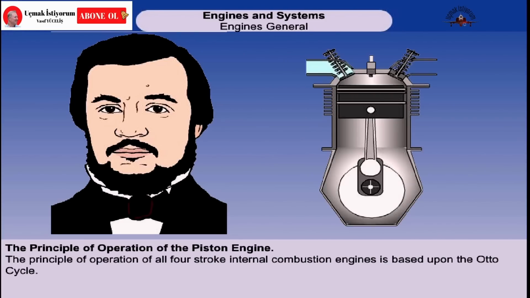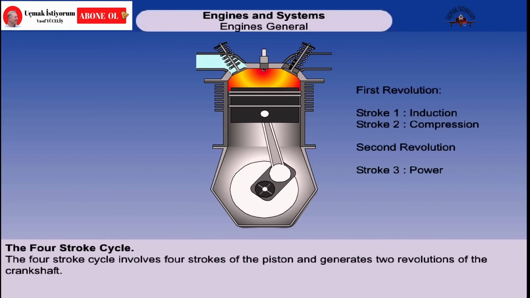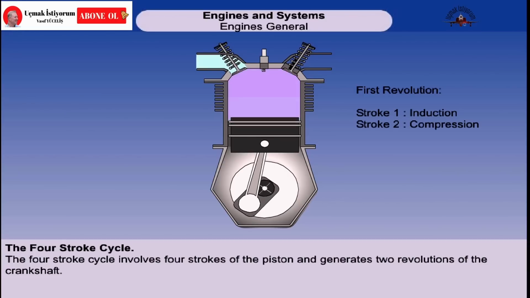The principle of operation of all four-stroke internal combustion engines is based upon the Otto cycle, originally propounded by Beau de Rochas in 1876. However, Otto was the first to succeed in producing a working engine using this cycle. The four-stroke cycle involves 4 strokes of the piston and generates 2 revolutions of the crankshaft.